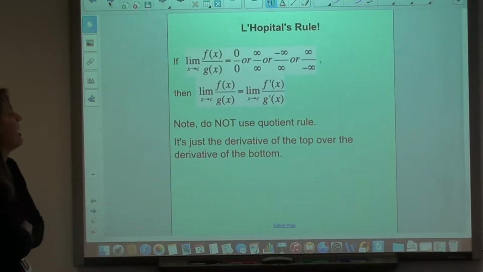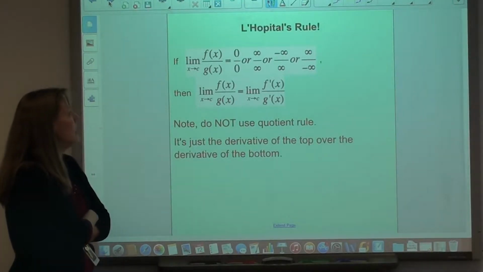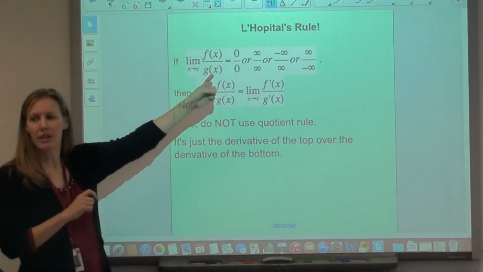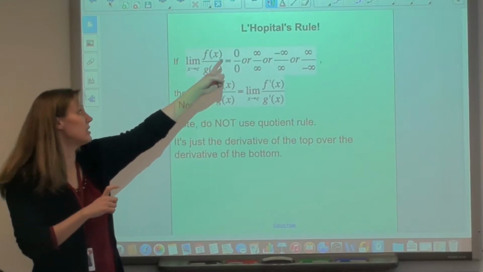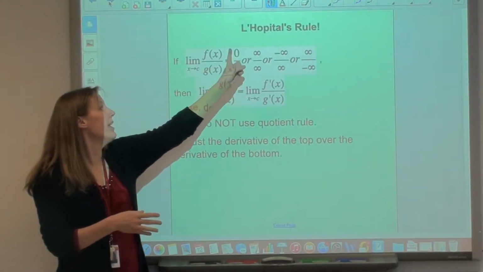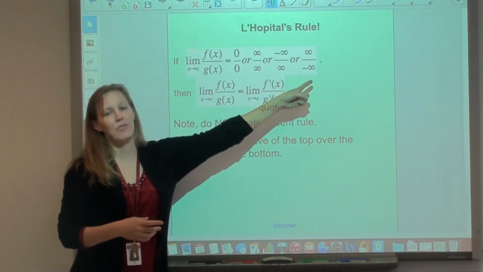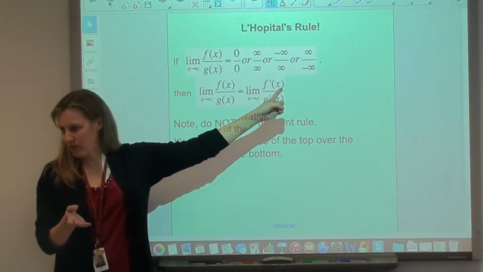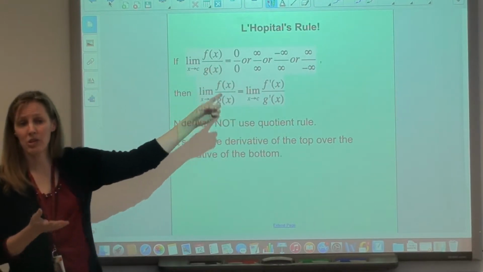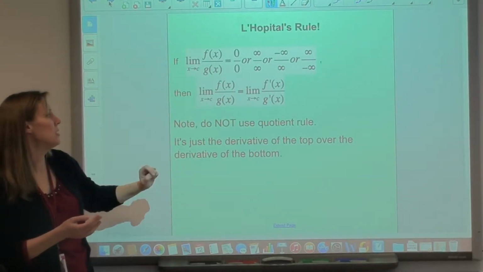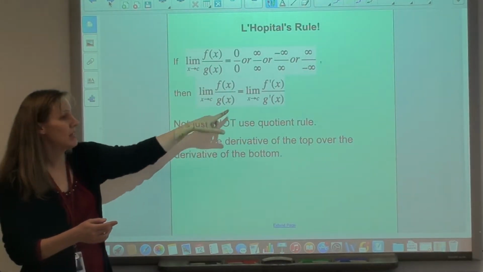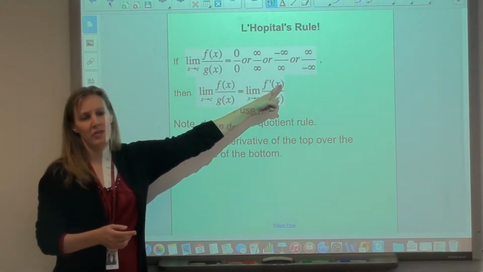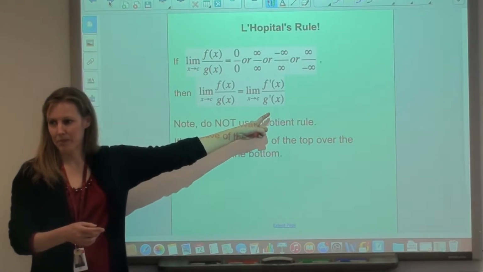Okay, so here's L'Hôpital. Here's what it says. If you have a limit of a function over a function, and you plug in, and you get 0 over 0, or any infinity over any infinity, positive or negative, doesn't matter, as long as it's an infinity over an infinity, right? Or 0 over 0. If you get either one of those, then the limit that you started with is equal to the limit if you took the derivative of the top and the derivative of the bottom.